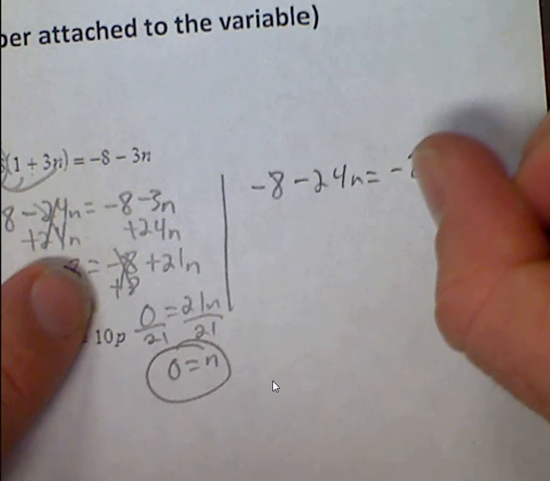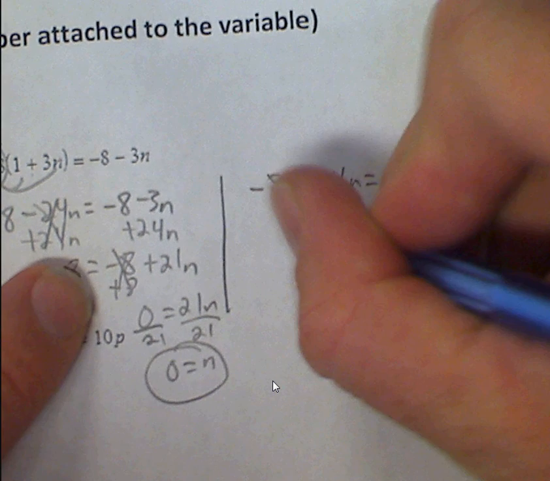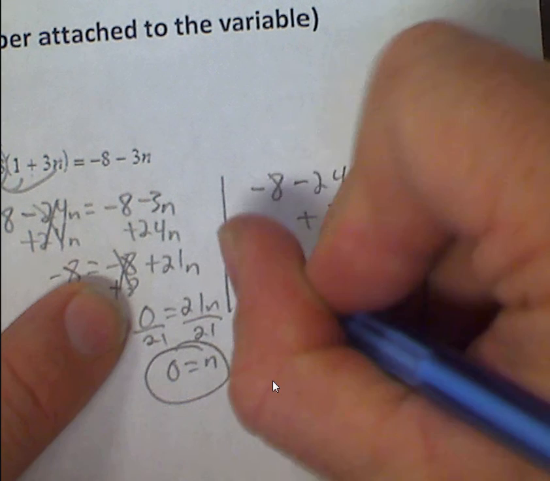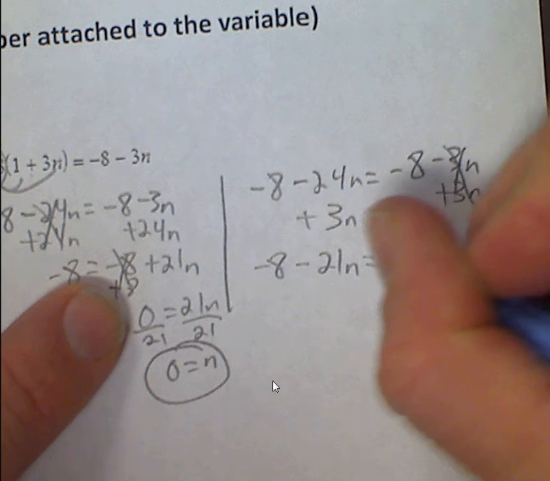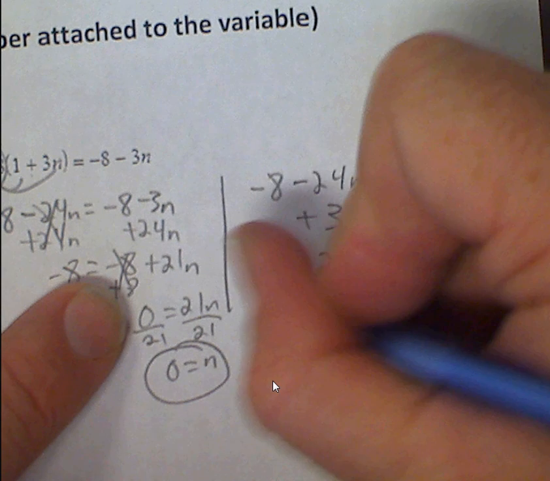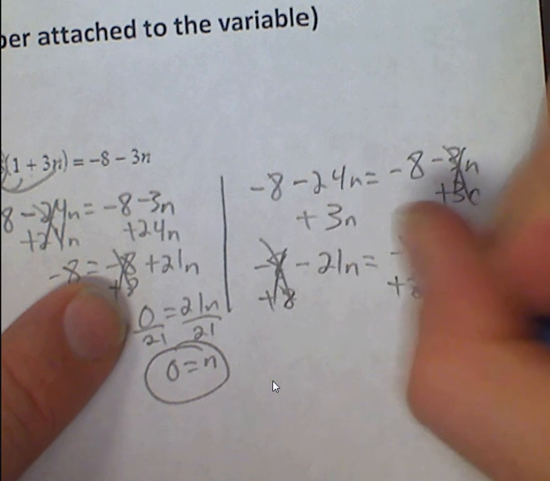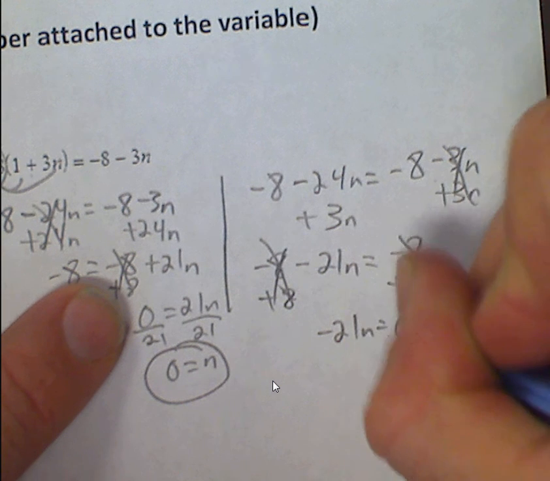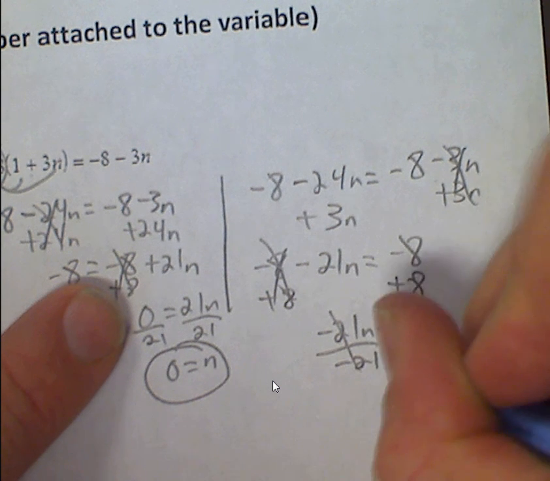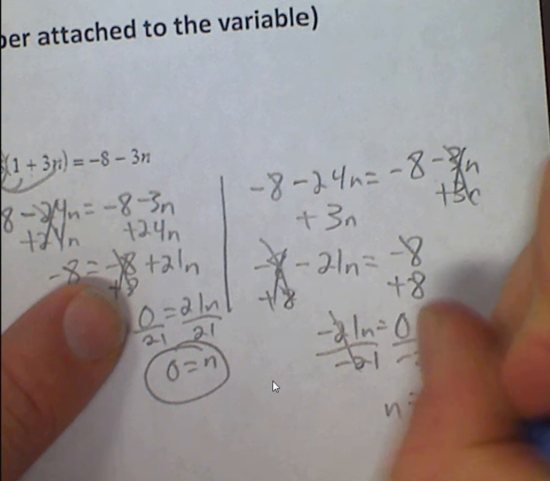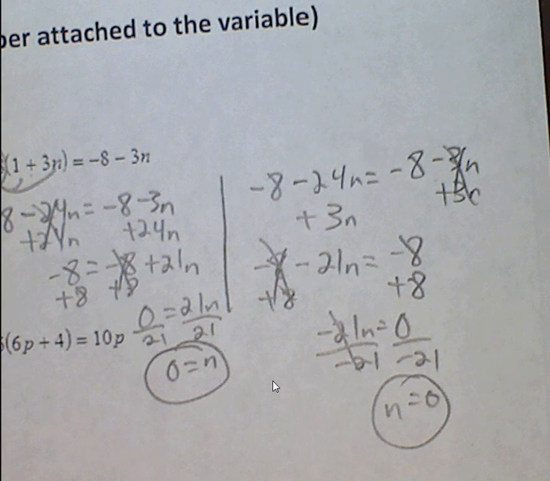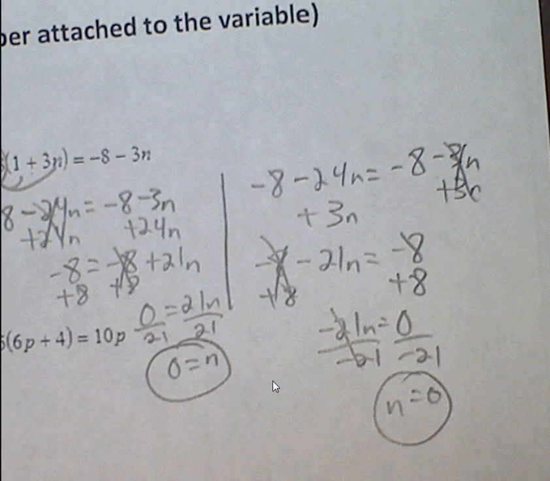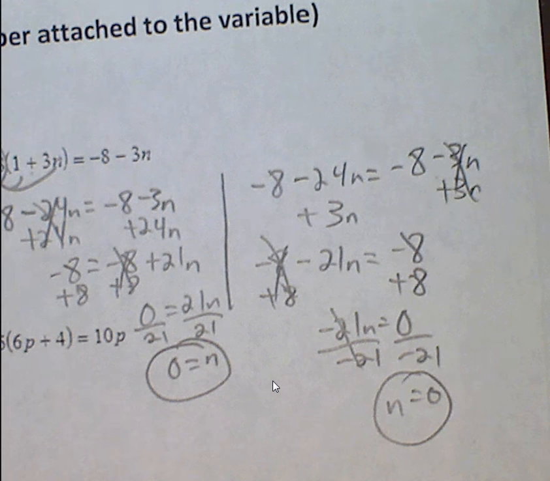Now over here, let's go ahead and add that 3n and see what we get. We would get negative 8 minus 21n equals negative 8. I'm going to add 8 to both sides. Negative 21n equals 0. Divide by negative 21, n equals 0. We end up with the same thing. I don't care which side you bring your variable on, as long as you bring it over to one side.